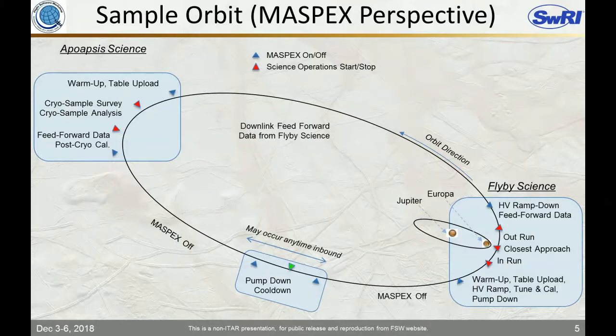After the flyby data collection's done, we turn down the instrument, ramp down power supplies, do some analysis, and send summary data products. We come out here, and I already mentioned we turn on and power up, and then we do our more detailed analysis of that captured sample, and then we do it all again.